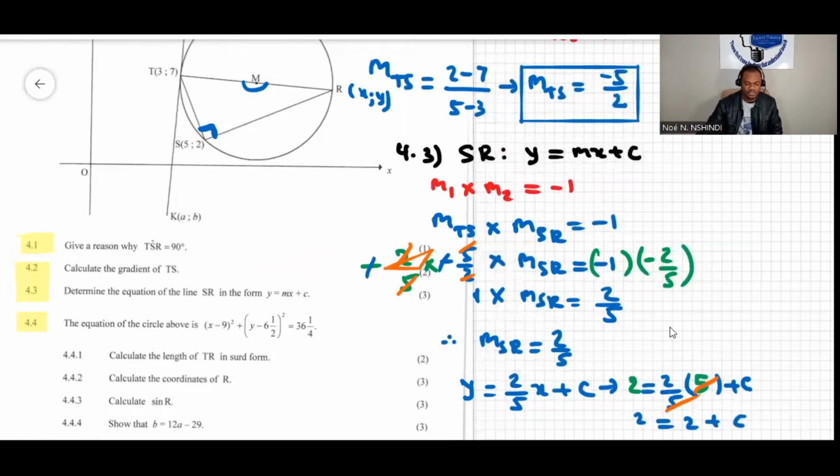So we want to find this length here. But in surd form. Surd form means we need to leave the square roots, okay? We need to leave the square root. So how can we do that? You can notice that TR here is just the diameter of the circle, and the diameter is twice the radius. From here, we can work out the radius of the circle and then multiply it by 2.